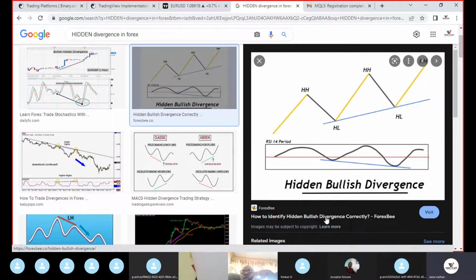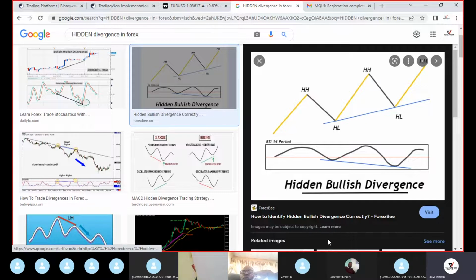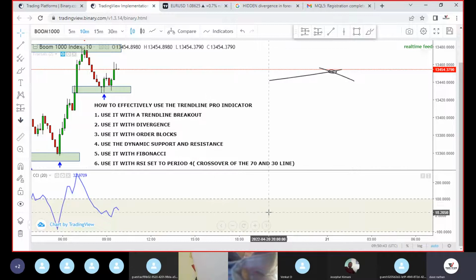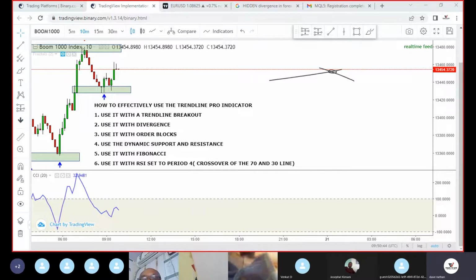So let's just go to the chart so that I can show you guys examples, and then I'm also going to be talking about the RSI. Use it with the RSI set to period 4. So for this example, your RSI has to be set to period 4 on your MetaTrader 5 platform. So let's put up our RSI. And then the levels are 70 and 30.